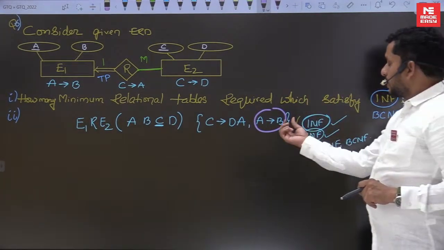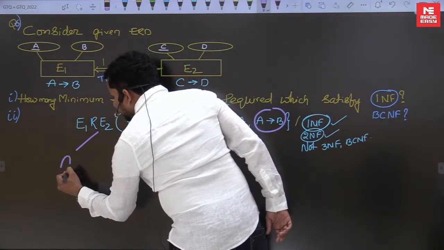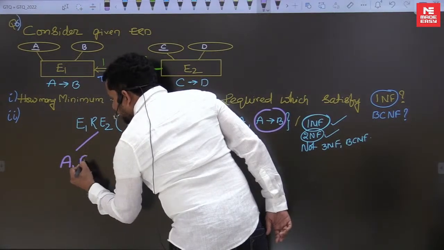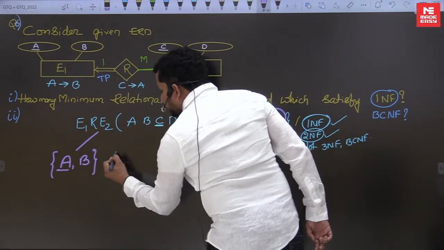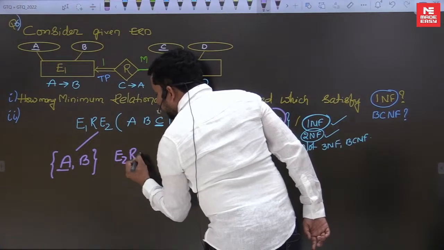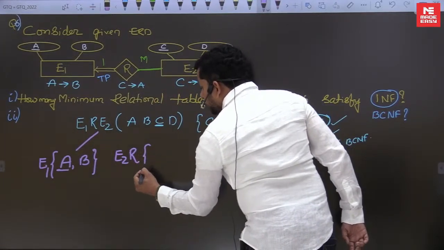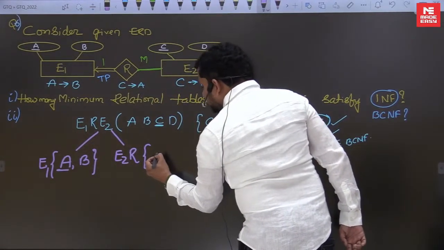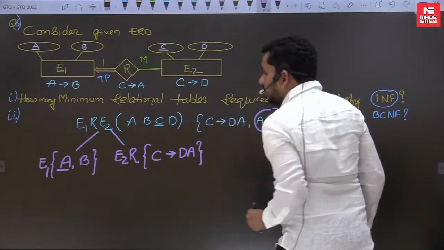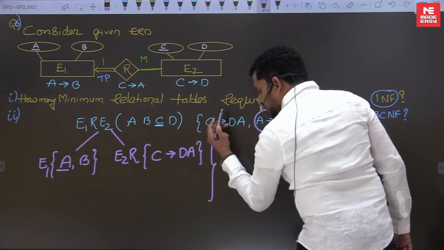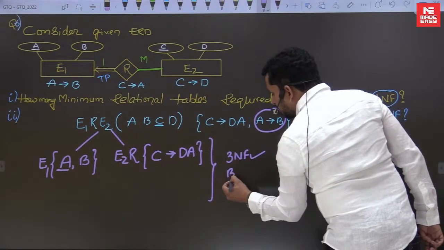In order to avoid this redundancy, again we need to decompose into two tables: the E1 entity set attributes A, B, with A as the primary key, in one table, and E2 along with the relationship in the other table, as in the previous design. So now C determines D, A becomes the other table. If we take a minimum of two tables, now it is 3NF okay as well as BCNF okay.